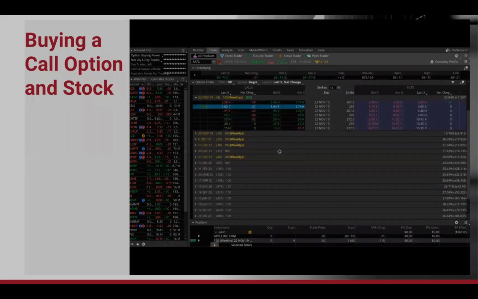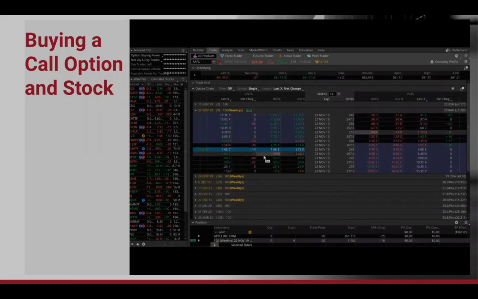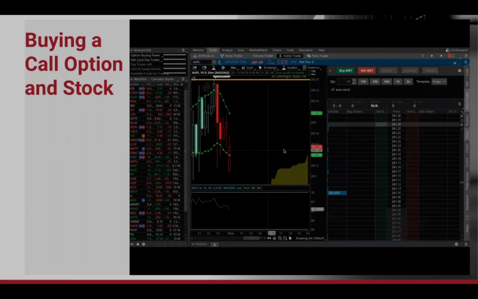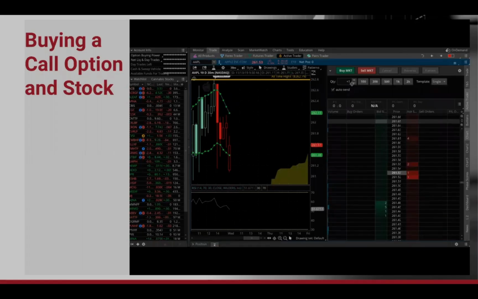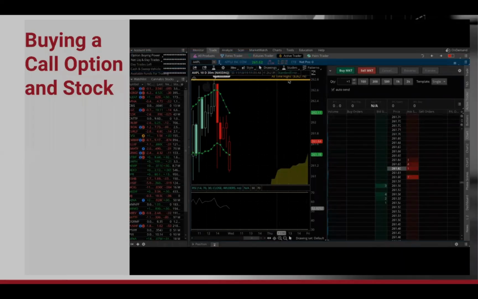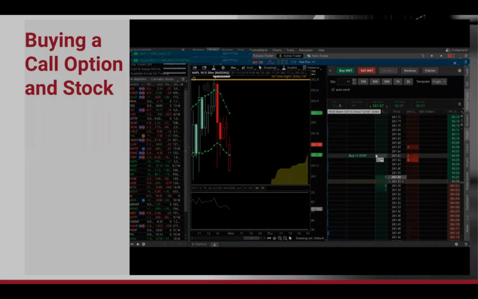In the meantime, we're also going to buy one share of Apple. We're going to get in immediately by buying a market order. This is the active trader screen, and I'm going to buy one share of Apple at $261.47. Our option just took, and we're going to buy one right now. So now we own one share of Apple that we paid $261.57 for.